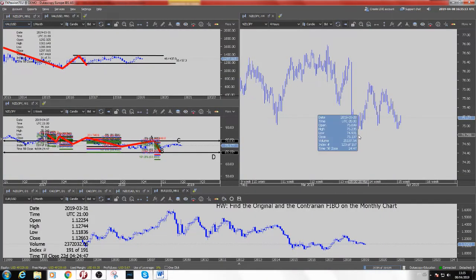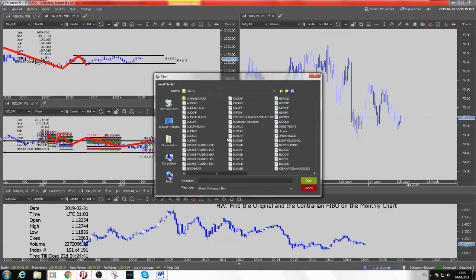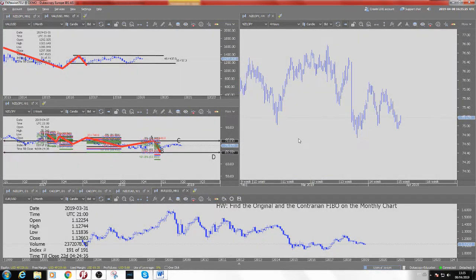So let's talk about the Contrarian Fibonacci, and we are going to open the AUD-NZD chart first, okay? And we're going to explain again why the Contrarian Fibonacci is important, how to find it, and what the rules are. In the meantime, please do your homework, please practice, okay? Some of you are sending me questions and emails, which is okay.